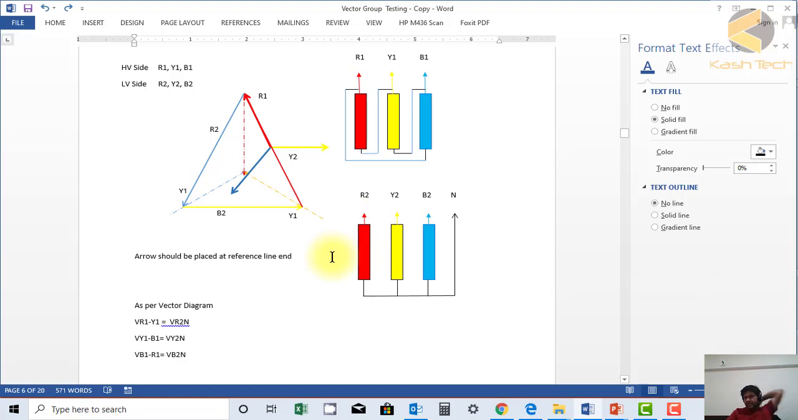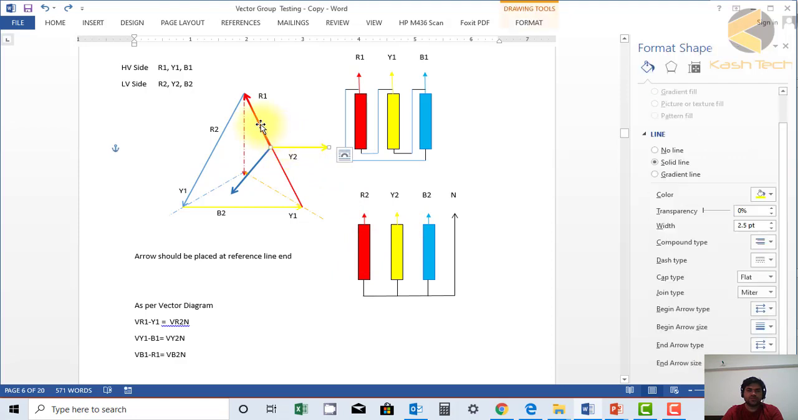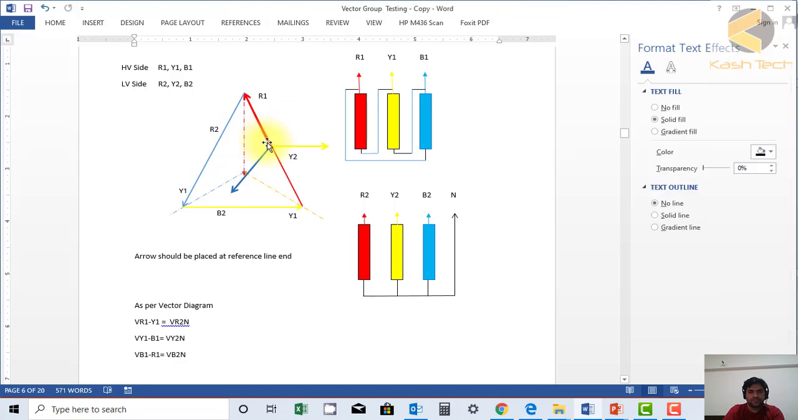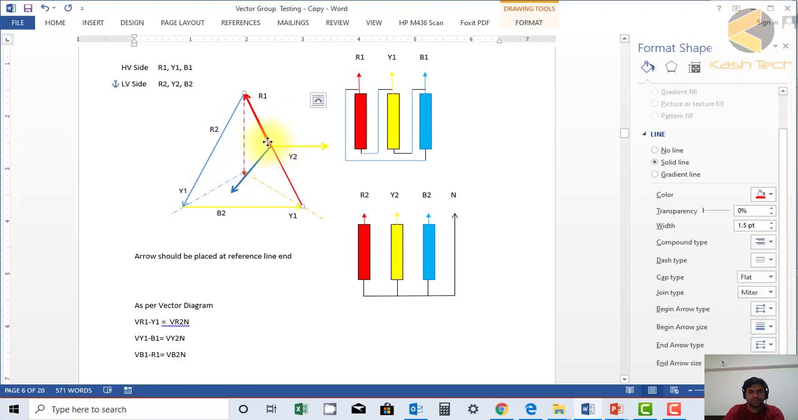Okay guys, now this is the normal equation that you are finding on the test format, but if I want to short, for example, yellow phase of HV to yellow phase of LV here, how can you find the criteria? Let us see here. This is also very simple. So let's move to find the new equation. So let us join these together.